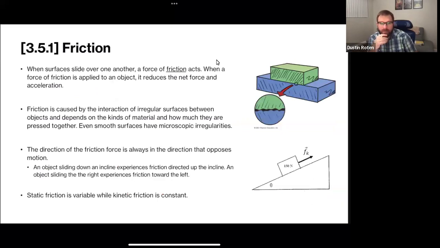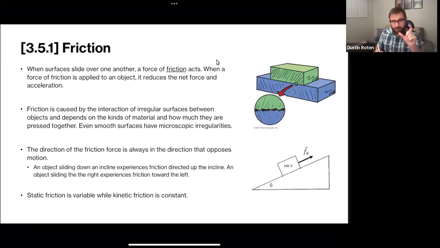Okay, now let's talk about some of the things that actually start causing unbalanced forces here. So we have friction, which is basically when two surfaces slide over one another, a force of friction acts. And you can feel that in your hands just from rubbing them together. They get warm, and that's from friction acting. So when a force of friction is applied to an object, it reduces the net force and acceleration.